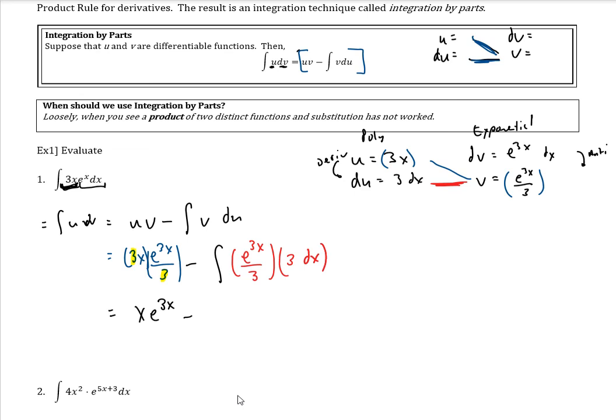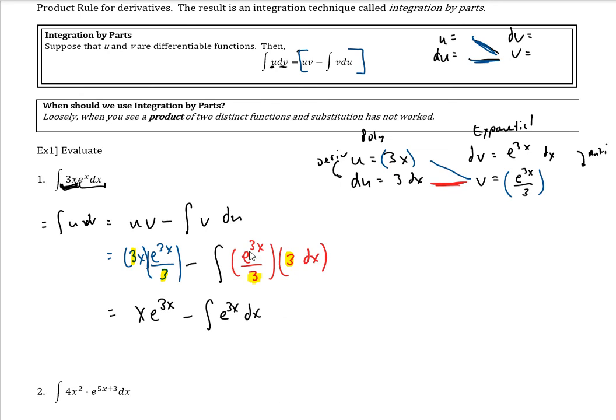And then we have minus the integral. Well, this 3 also would cancel with this 3. And we have the integral of e to the 3x dx. And then this integral is now something we can do without any difficulty.